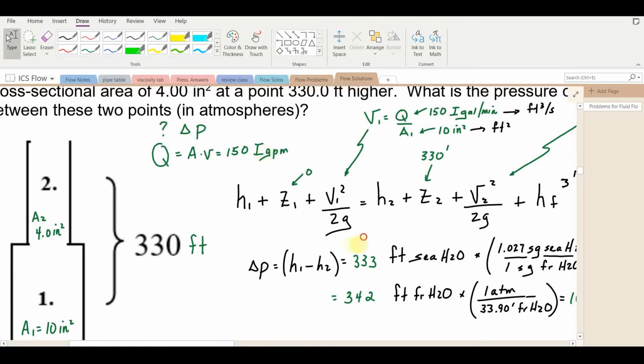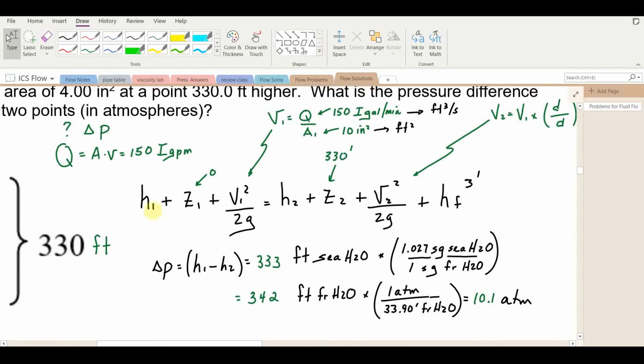So we'll need to use Bernoulli's equation, which I've written here: the pressure at point 1 plus elevation at point 1 plus the kinetic energy term, V1 squared over 2g at point 1, will be equal to the pressure at point 2 plus the elevation at point 2 plus the kinetic energy term, V2 squared over 2g, and the head loss due to friction.